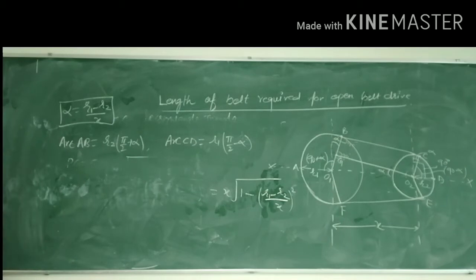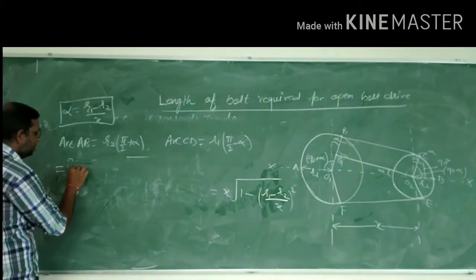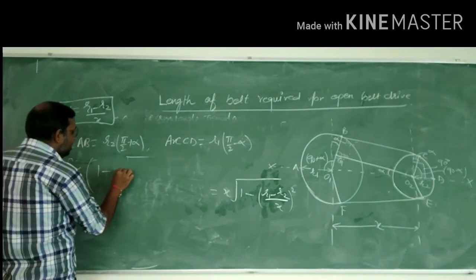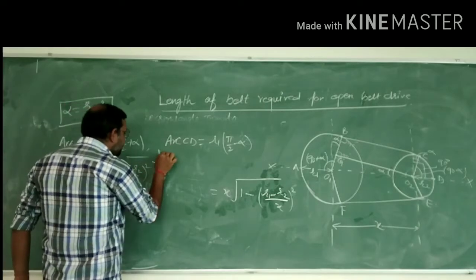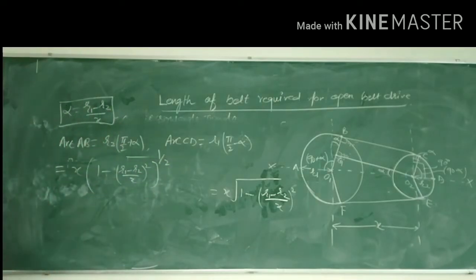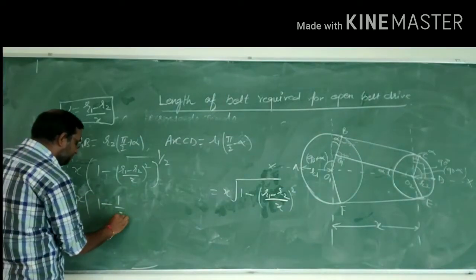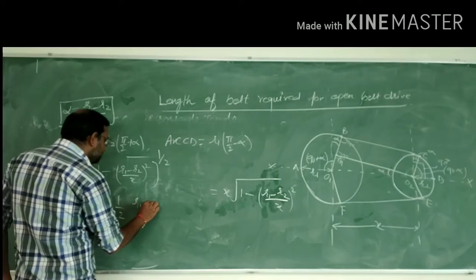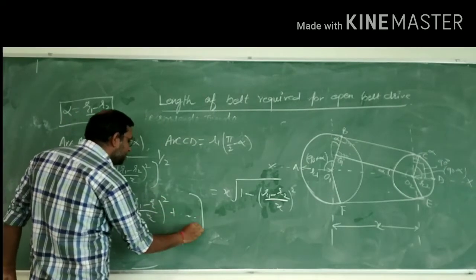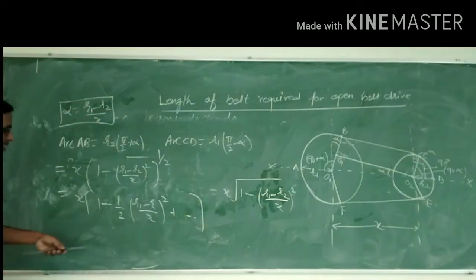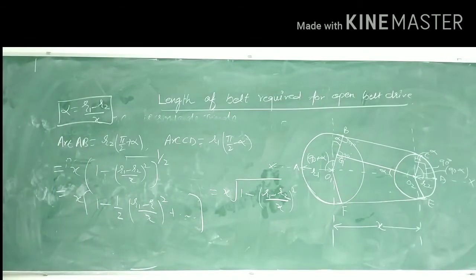Now after solving this term, just simplifying this term, that would be equal to X bracket 1 minus R1 minus R2 over X square raised to power half. This is the form of a binomial equation. So just solving this we will get X times 1 minus half, R1 minus R2 by X whole square, plus up to so there are a number of terms, but we will just take these two terms because the next terms will be very small. Okay.